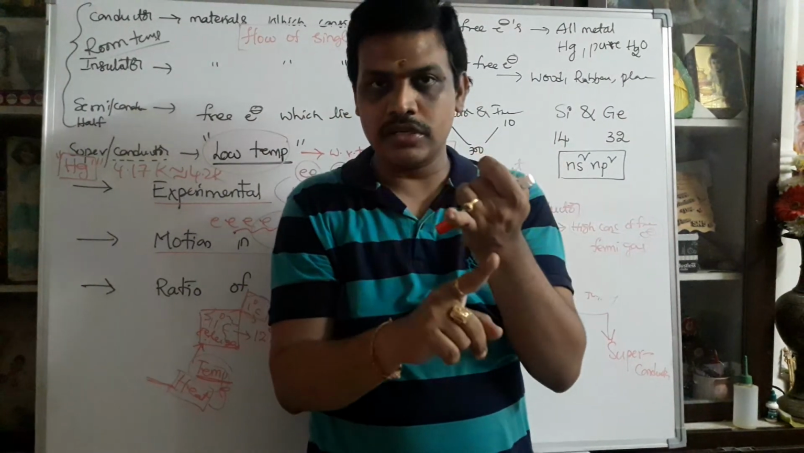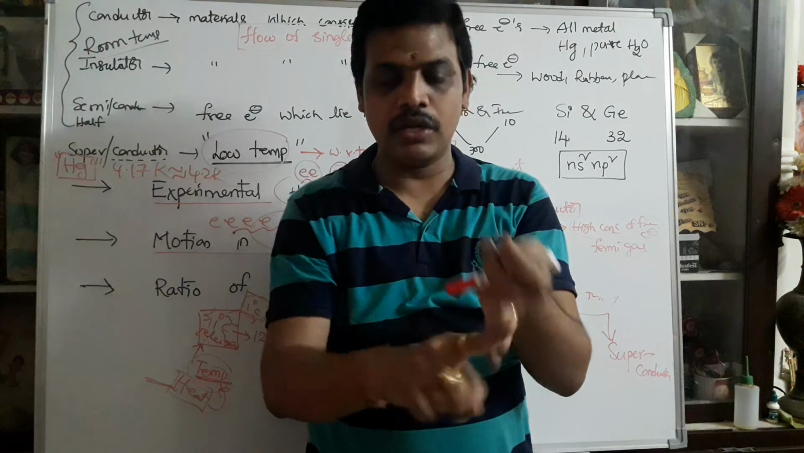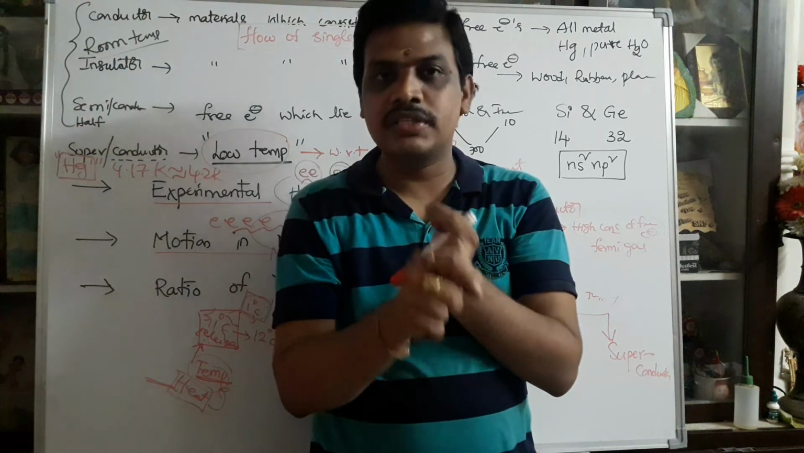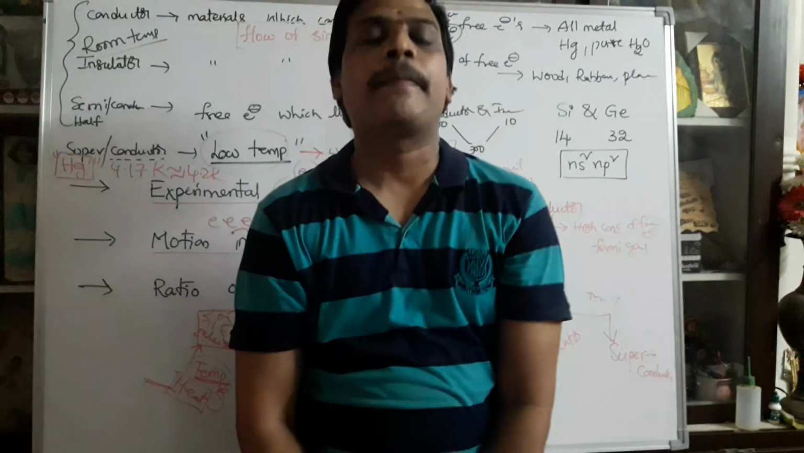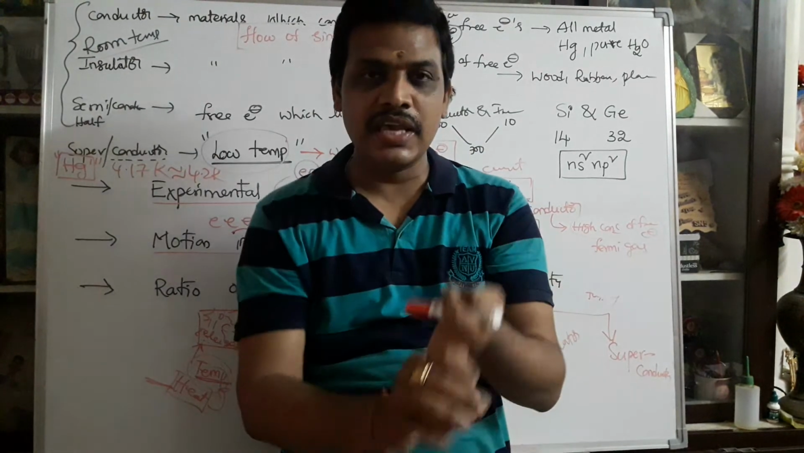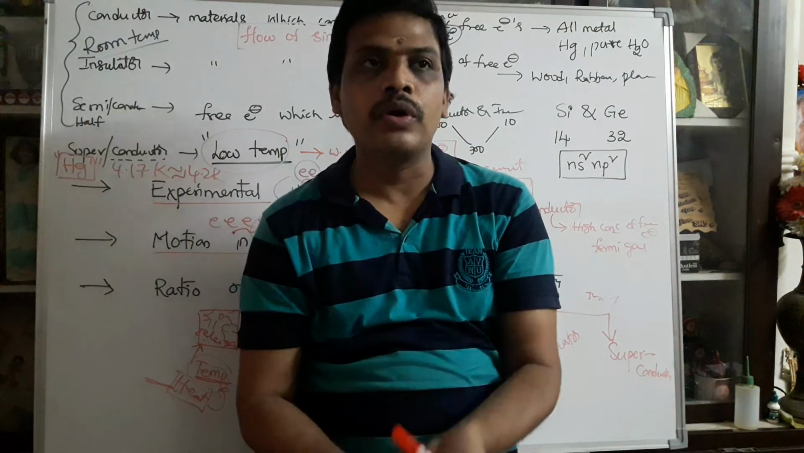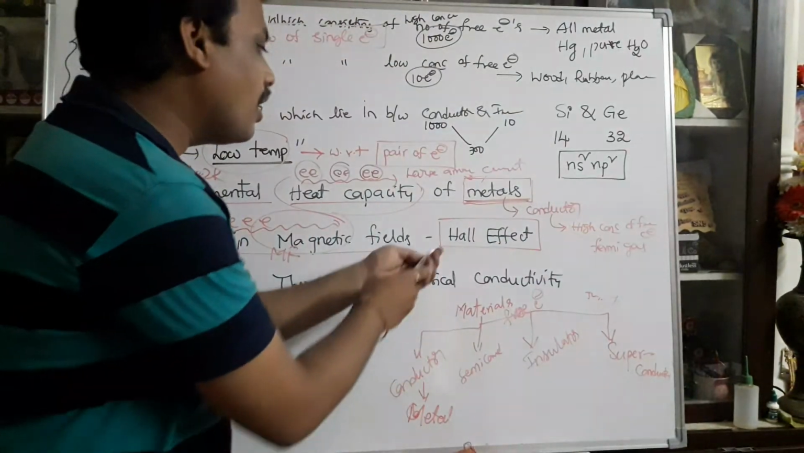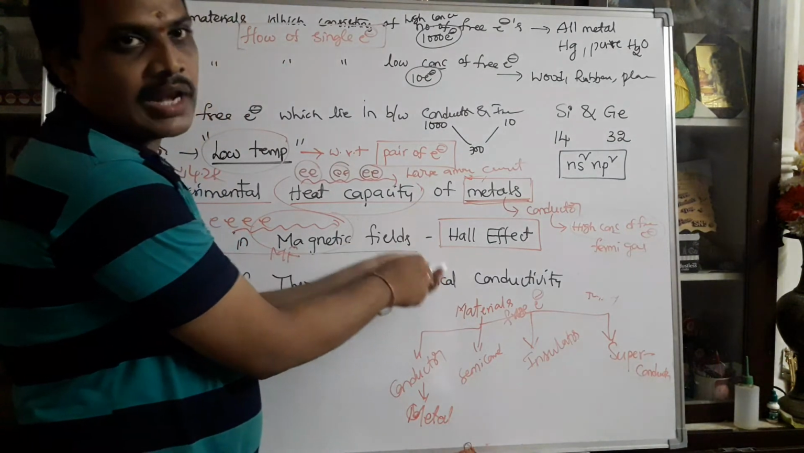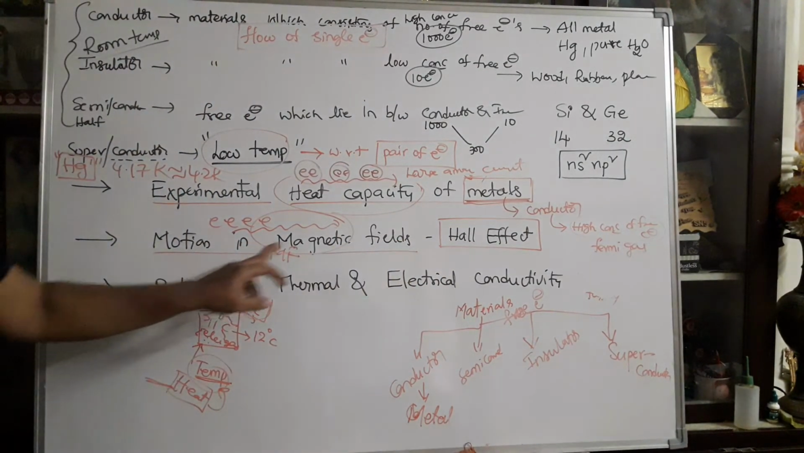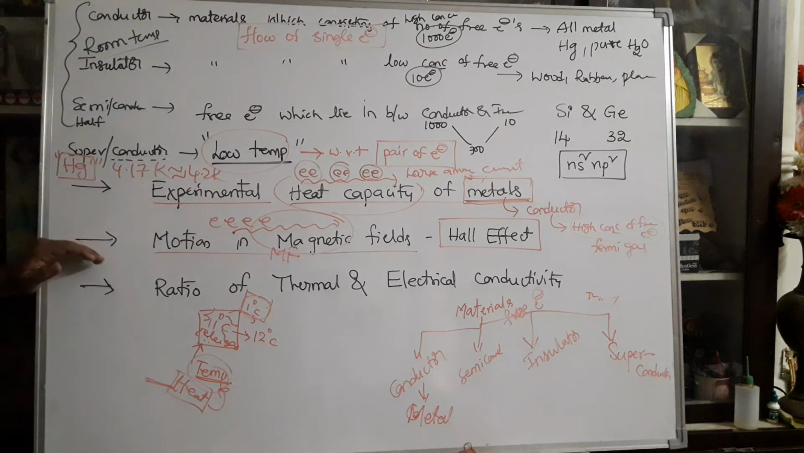So the charged particle's velocity, electric field direction and magnetic field direction, these three are mutually perpendicular to each other. This can be proved by using the Hall effect. This is the experimental evidence of motion in the magnetic field. That is topic number 5.